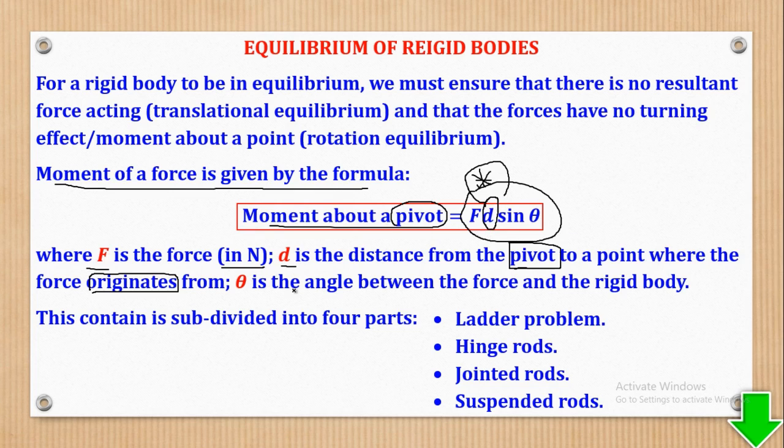Then theta is the angle between the force and the rigid body. So it's not any angle. You must ensure that the angle you are using is between the force and the rigid body. So if these three parameters are got, then you can get the moment from this formula.